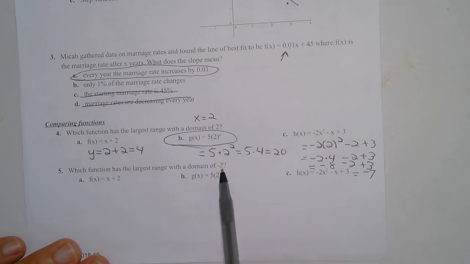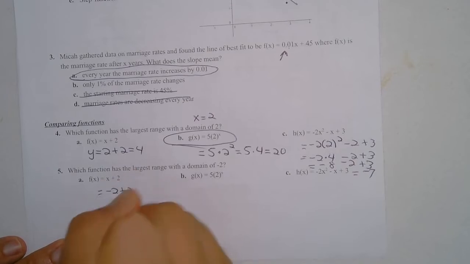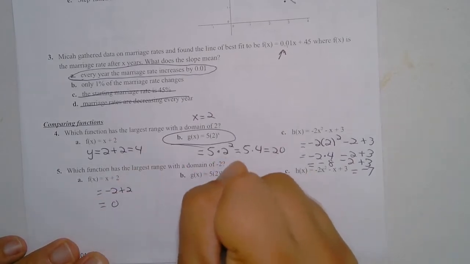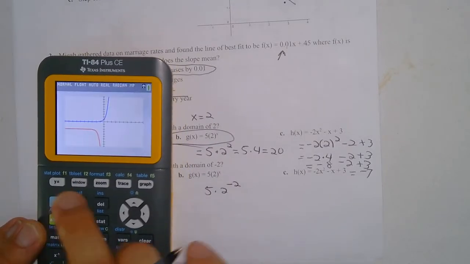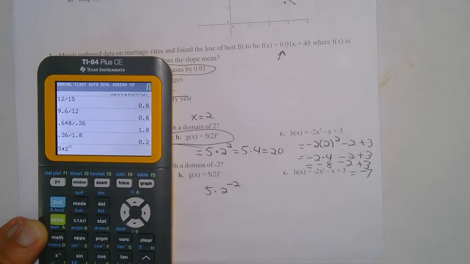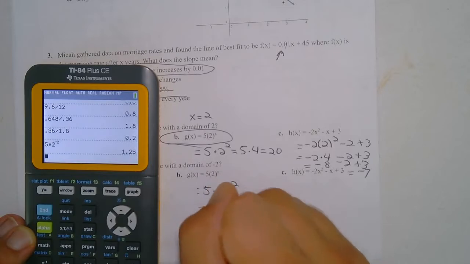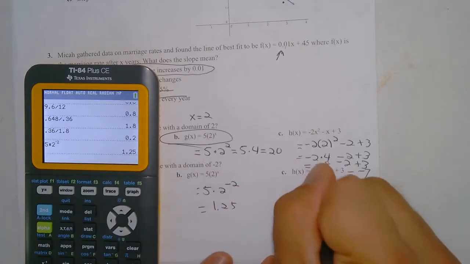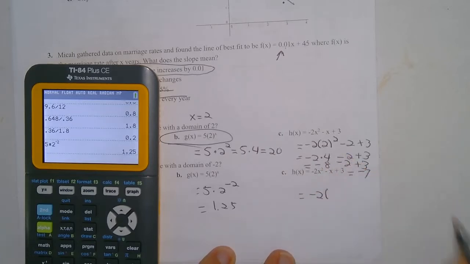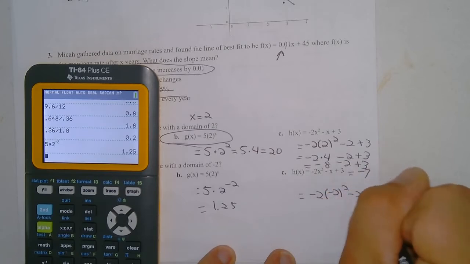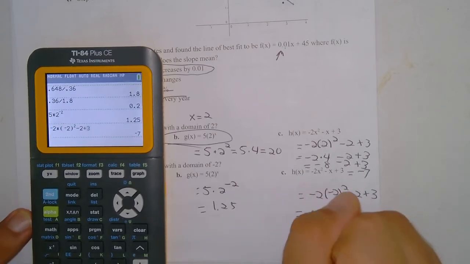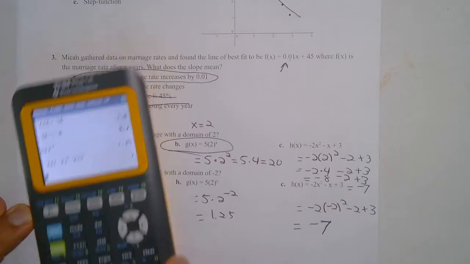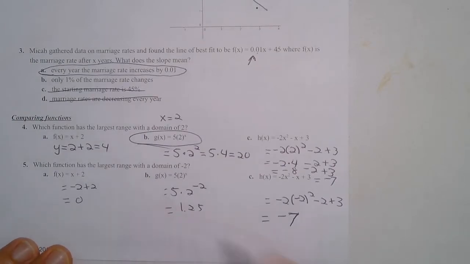So here, the largest range, if x is negative 2, so negative 2 plus 2 here is 0. And then here, 5 times 2 to the negative 2. And you can evaluate with a calculator. So 5 times 2 to the negative 2 is 1.25. Then here we would go negative 2 times negative 2 squared minus 2 plus 3. So here negative 2 times negative 2 squared minus 2 plus 3 is negative 7. So in looking at which value is the largest, it would be the 1.25.